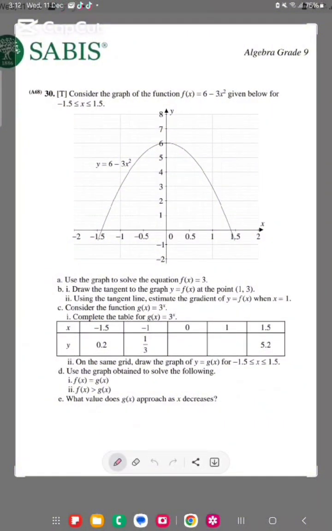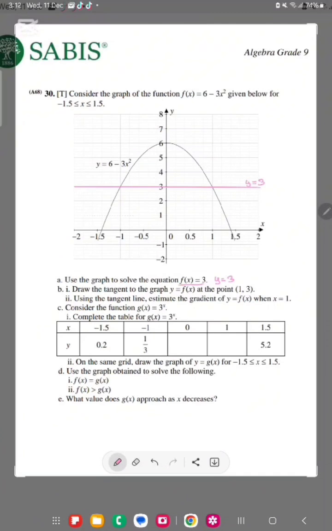Question 30, they gave you the graph and they gave you your function. They tell you to use the graph to solve the equation f of x is equal to 3. When they tell you to solve this equation, f of x is equal to 3, it straight up means y is equal to 3. So y equals 3 is here. This is what it looks like. This is your function, y equals 3, or f of x equals 3.